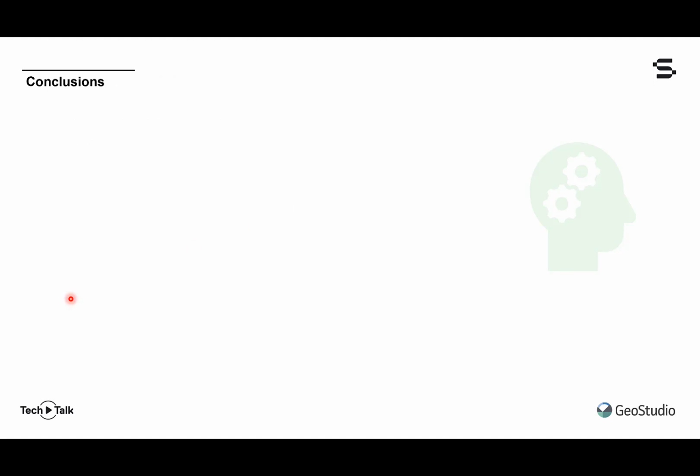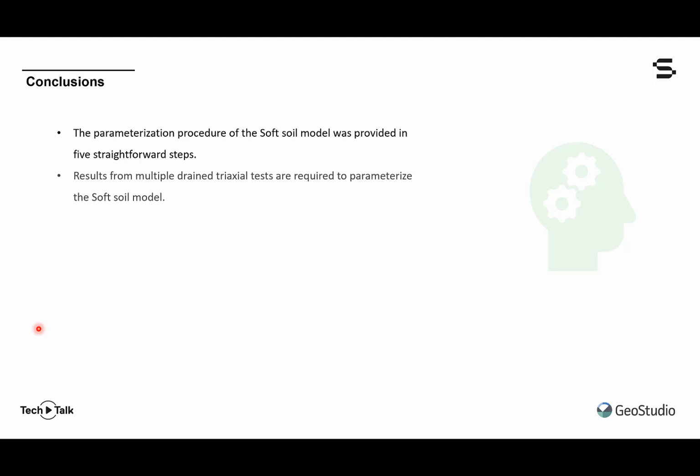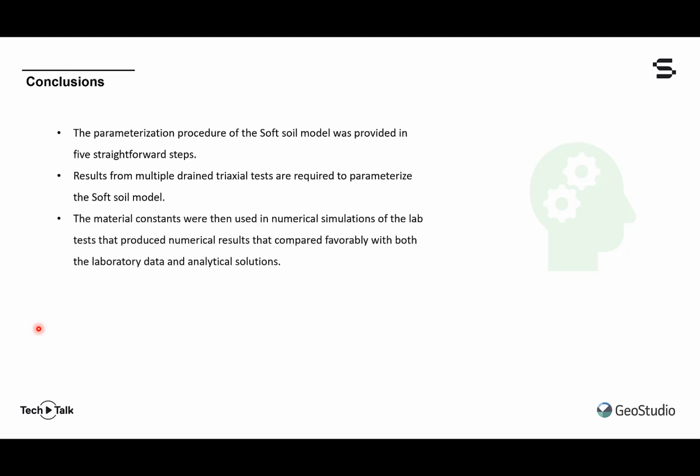And so we can conclude by noting that the parameterization procedure for the soft soil model was provided in 5 rather straightforward steps. The results from multiple drained triaxial tests were required to parameterize the model, an important point to keep in mind when setting up laboratory programs. The material constants were then used in numerical simulations of the lab tests that produced results that compared favorably with both laboratory data and analytical solutions.